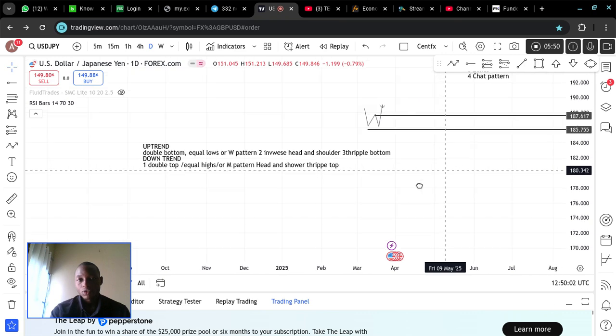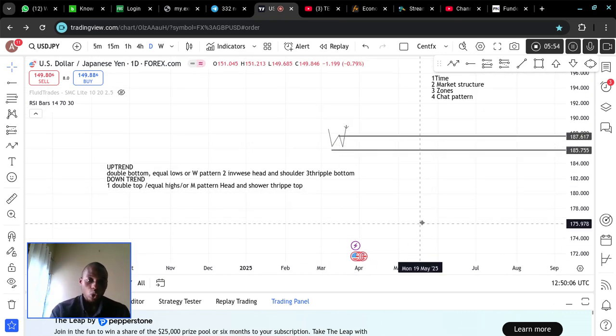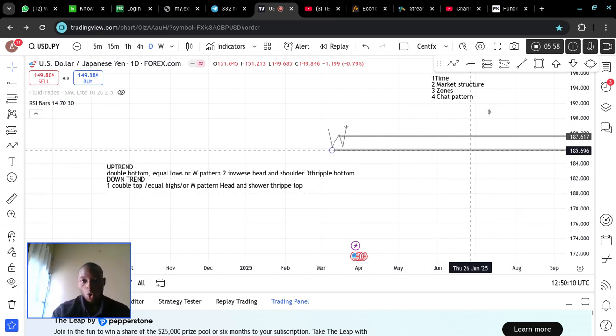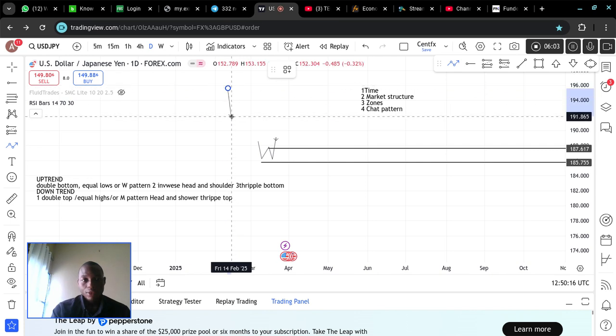So now this double bottom, some people call it equal lows. Some people call it W pattern. You understand? Or we have the inverse head and shoulder. This is the inverse head and shoulder.